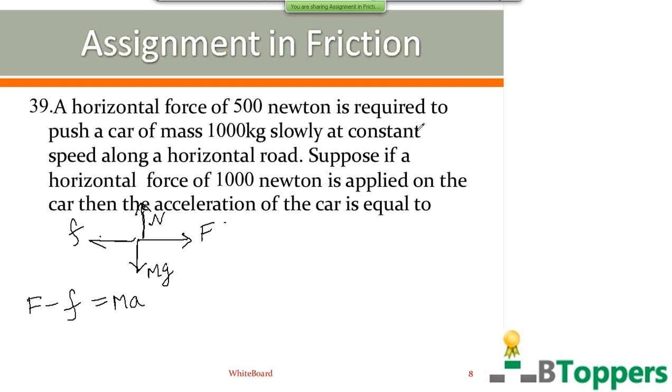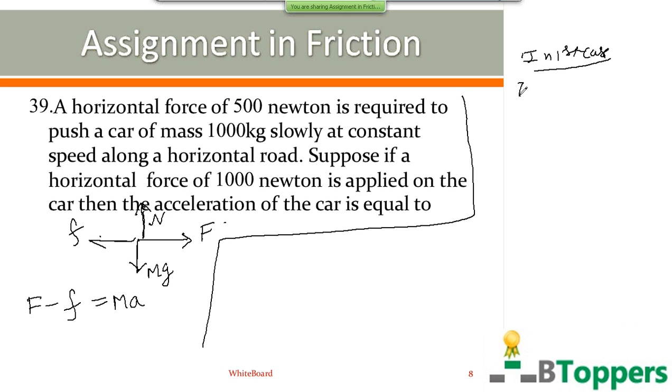So in the first case, the magnitude of the horizontal force applied on the car is equal to 500 newtons. The car is moving slowly at constant speed, therefore acceleration is 0, and it is moving at constant velocity. So substitute these values there. You have to calculate the magnitude of friction. Therefore, magnitude of friction you get is 500 newtons.